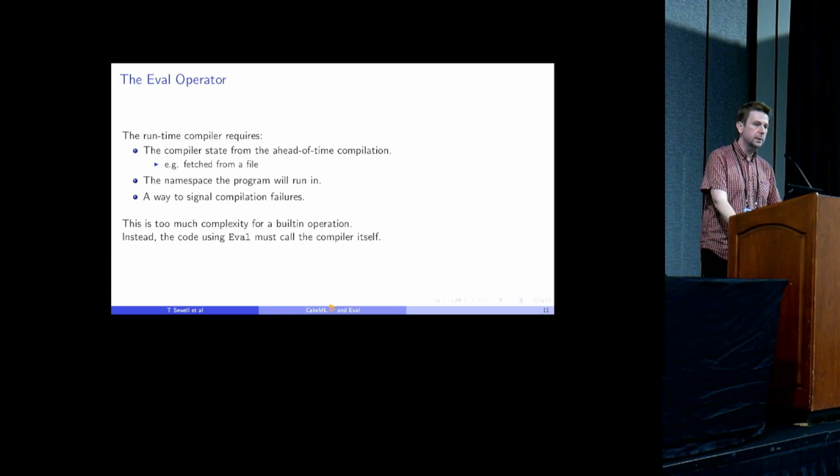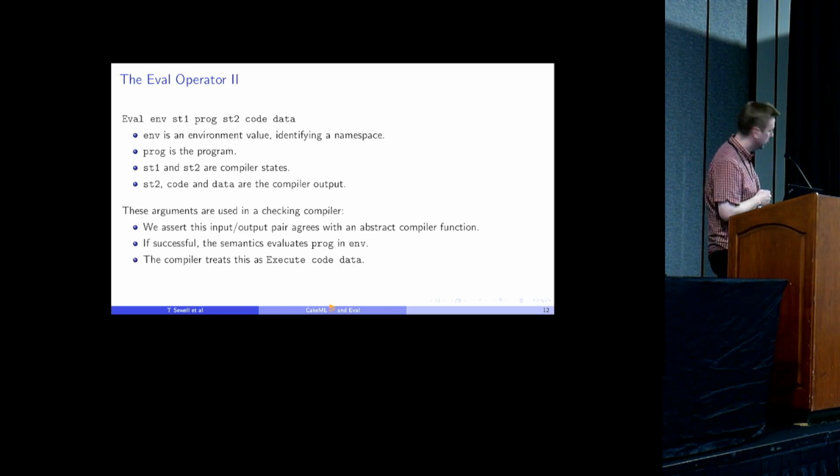Instead, we're going to say that any code which is using eval has to call the compiler itself. So the REPL is actually going to do the call to the compiler itself. That means that it can take care of issues like deserializing the compiler state from a file. It can, well, obviously it can specify which namespace the program runs in. And finally, supposing the compiler fails, the REPL can then just directly report that to the user rather than some primitive trying to tell you what's going on.